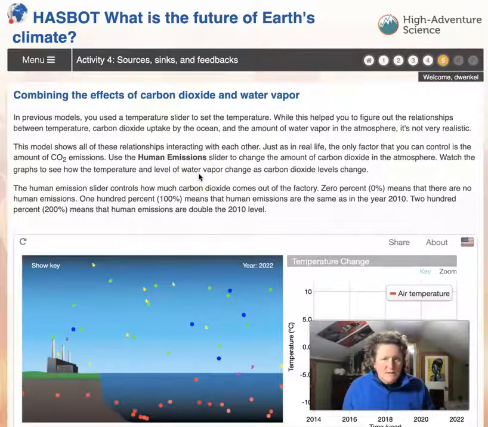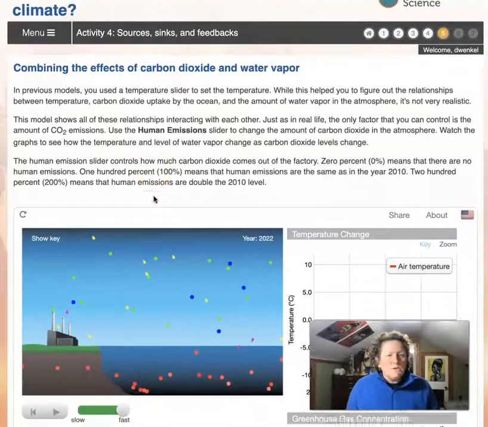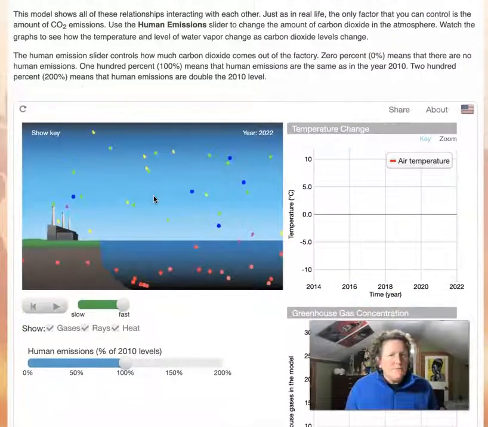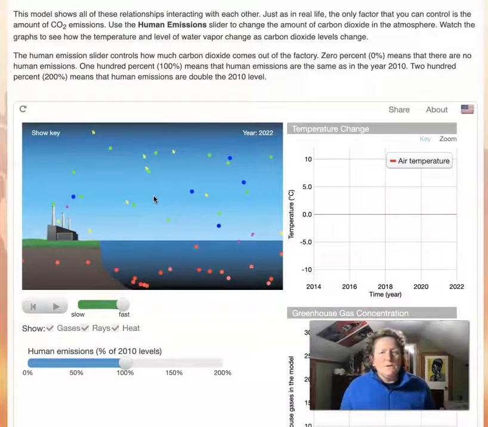It's not very realistic. Nobody has a temperature slider for planet Earth. The model shows all of these relationships interacting with each other. Just as in real life, the only factor that you can control is the amount of CO2 emissions. Here, as humans on planet Earth, we can't control the temperature of planet Earth, but we can control the amount of carbon dioxide we produce. We can't control volcanoes or some of the other sources of carbon dioxide, but we can control how many fossil fuels we burn.